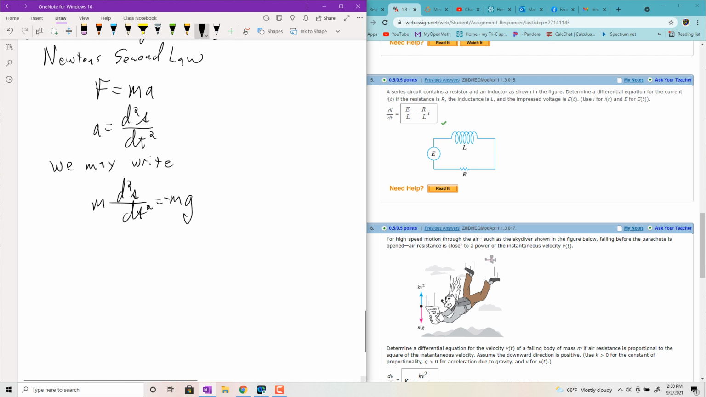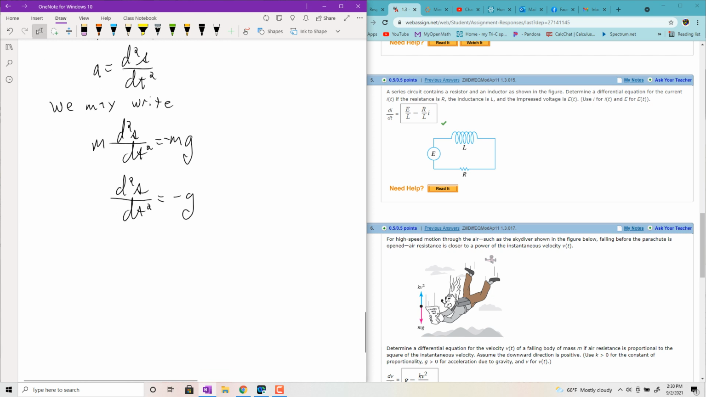Okay, so you can divide by m and get this formula. You can make this a little bit more complicated, and that's what they're doing in problem 6 by adding in air resistance. So you can augment the model by adding in air resistance.